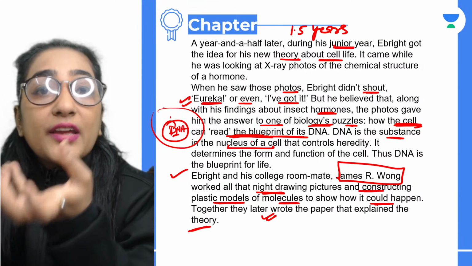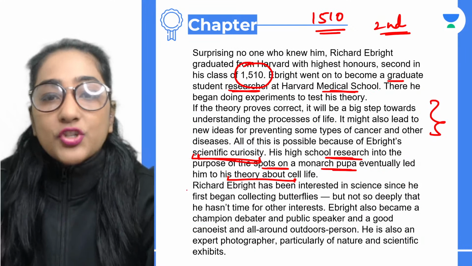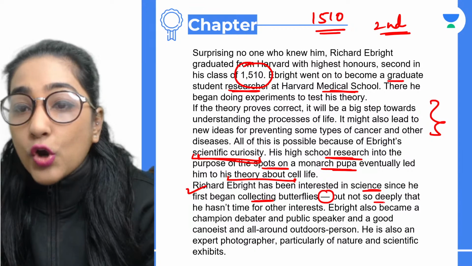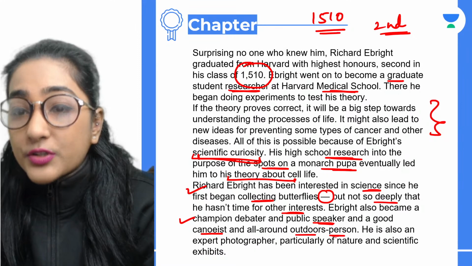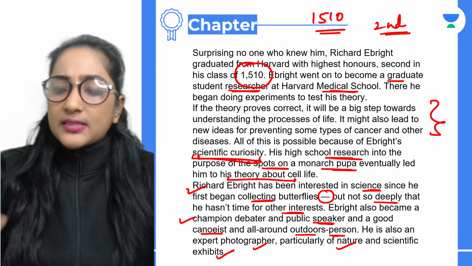So here we see Richard Ebright has been interested in science since he first began collecting butterflies, but not so deeply that he hasn't time for other interests. Ebright also became a champion debater and public speaker and a good canoeist and all-around outdoors person. He's also an expert photographer, particularly of nature and scientific exhibits. Guys, this is what life is all about. We shouldn't be concentrating only on one thing.